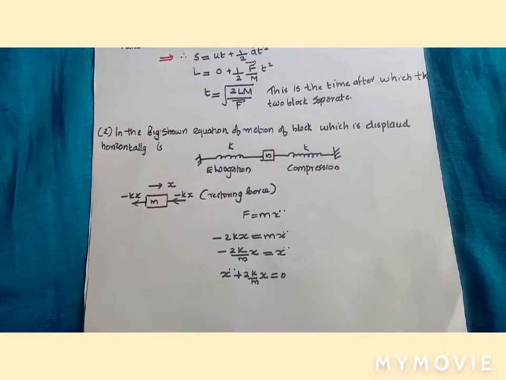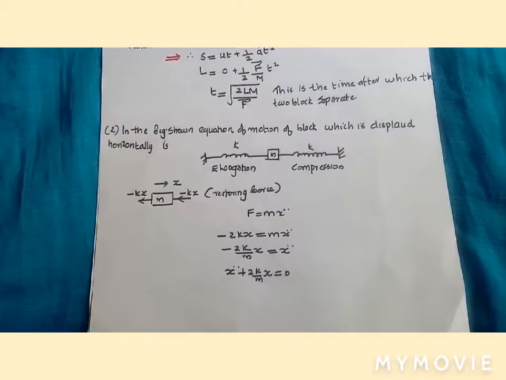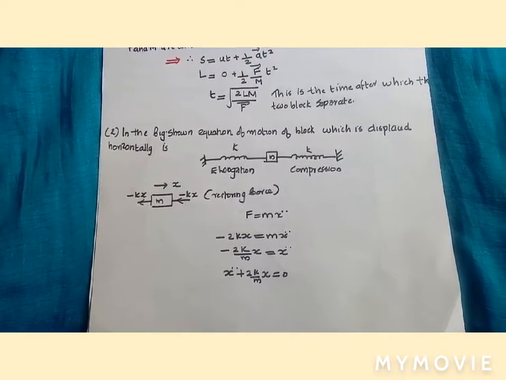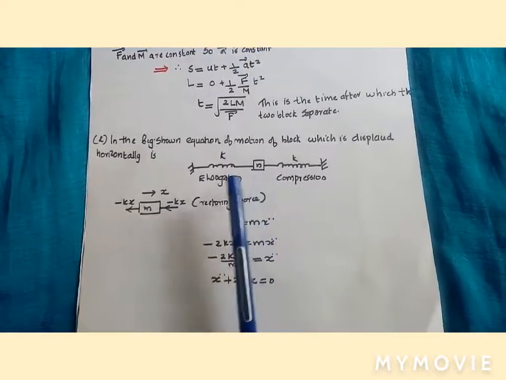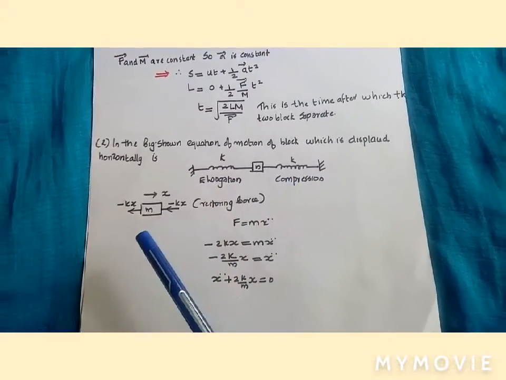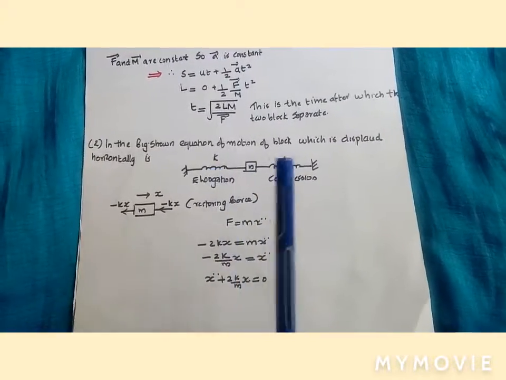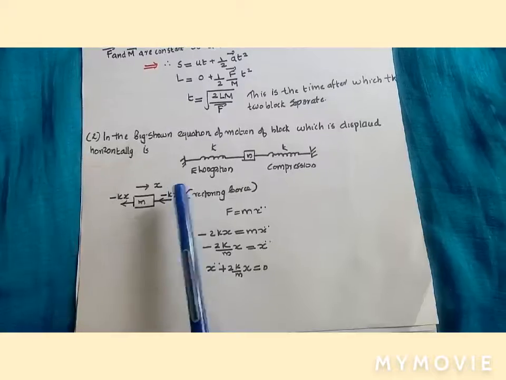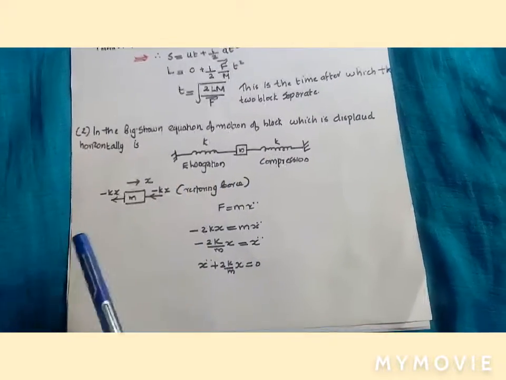Next question: in the figure shown, what is the equation of motion of the block which is displaced horizontally? Consider the system in which a mass is connected to two springs of spring constant K. The mass is moving horizontally. That means the movement is x. So the two springs experience a restoring force, that is minus kx.